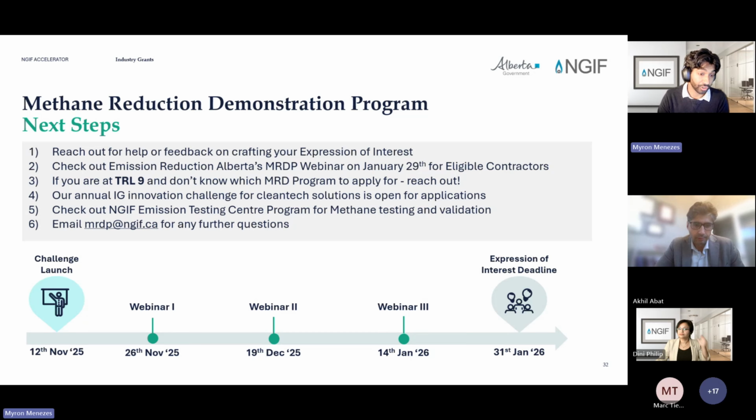Our annual Industry Grants Innovation Challenge for Clean Tech Solutions is currently open for applications. So if you have a neat application that is applicable to the oil and gas industry that can either reduce emissions, improve efficiency, or enhance safety and isn't a methane technology, you might be eligible to apply. Check it out on our website. If you are a methane technology, you might also have some value with NGIF's Emission Testing Center. Do reach out to us and we can put you in touch with the appropriate personnel there.